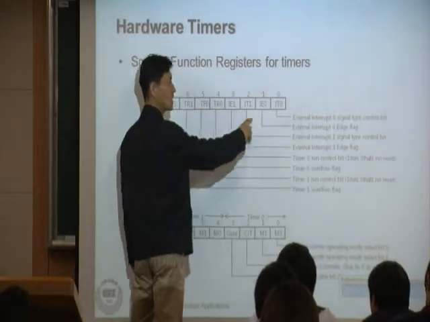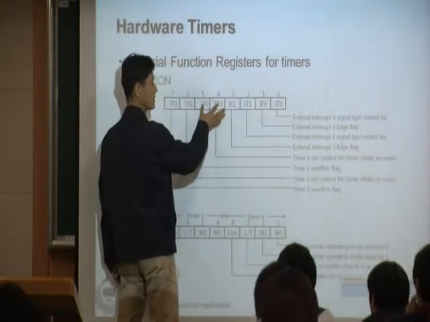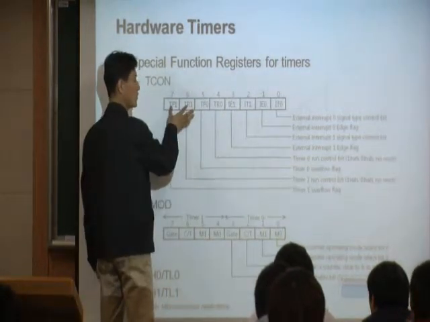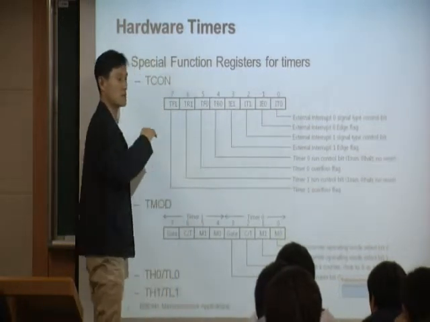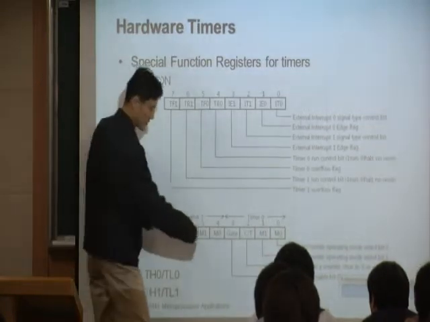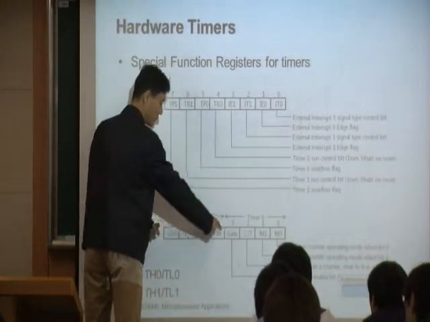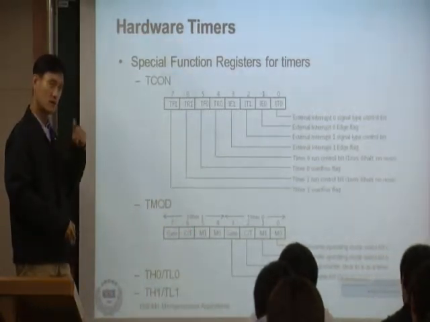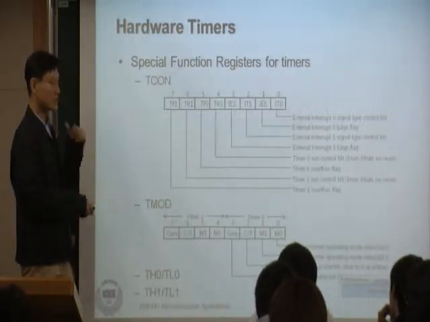Here, the number 0 means timer 0, and 1 means timer 1. We have 4 bits with the 0, and the other 4 bits with 1. So these 4 will be timer 1, and those 4 are related to timer 0. Same way, here in the timer mode register, the lower 4 bits are related to timer 0, and the upper 4 bits are related to timer 1. We have 2 timer interrupts. Remember, we have 5 interrupt sources, 2 of them timers. So timer 0, timer 1.